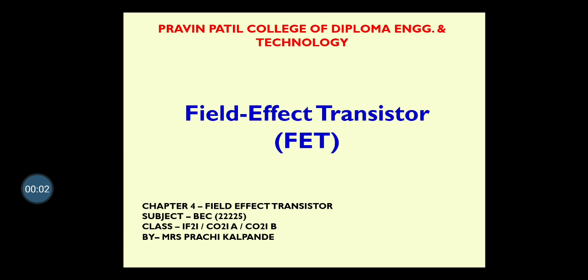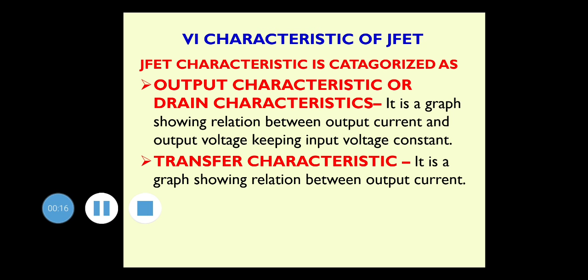Hello students, in this presentation we will be learning about the VI characteristic of JFET and JFET parameters from chapter 4 Field Effect Transistor, subject Basic Electronics 22225. Now the VI characteristic of JFET is categorized as output characteristic or drain characteristic and transfer characteristic.